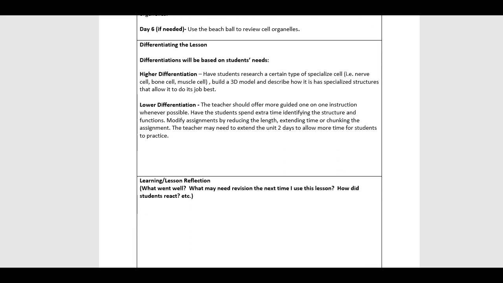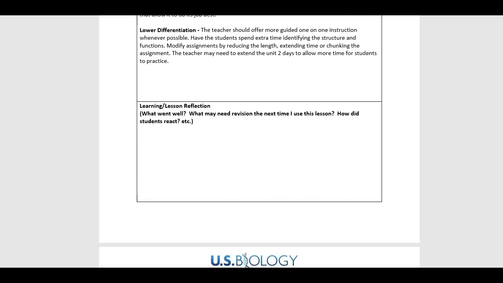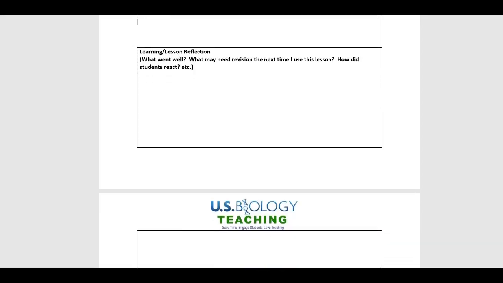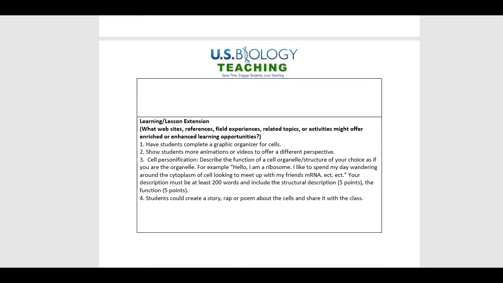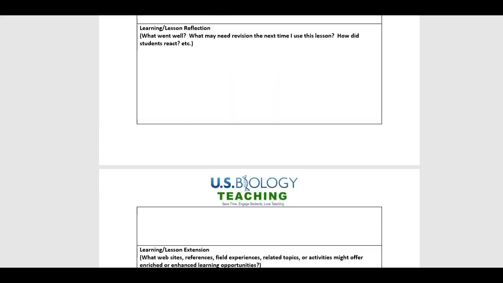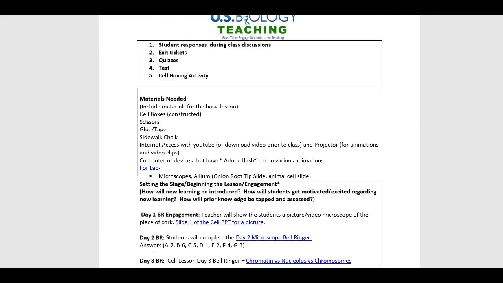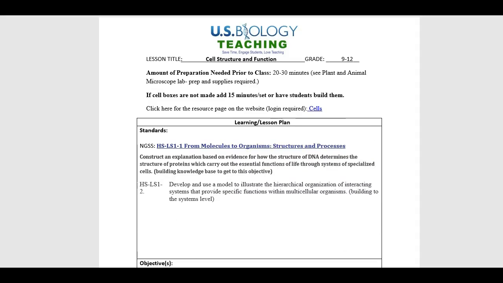And to continue, we have the differentiation piece, higher differentiation for your gifted students, and then your lower differentiation students for your struggling learners. A place there for a lesson reflection in case you want to change some things, what went well, what did not go so well, and then even our extensions. So with all of that tied together, it makes for a pretty cohesive lesson plan in addition to all the other lesson plans.